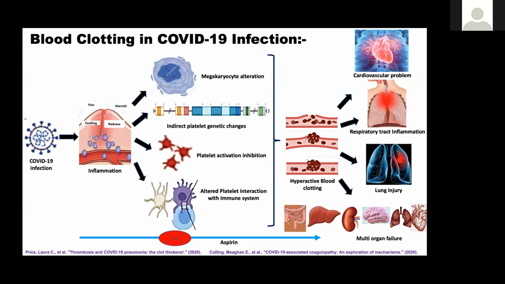This leads to hyperaggregation, and the interaction with the immune system, such as in the lungs, is hugely altered. The combination of all these factors leads to hyperactive blood clotting, which ultimately leads to multi-organ failure, inflammation of the lungs, respiratory tract, and cardiovascular problems. It is also seen that if anti-inflammatory medicines, such as aspirin, which is also a blood thinner, are given to the patients, then these complications can be averted. Next slide, ma'am.